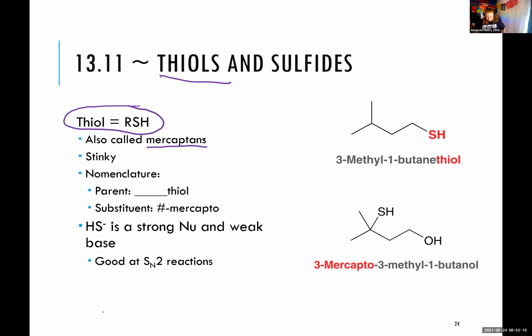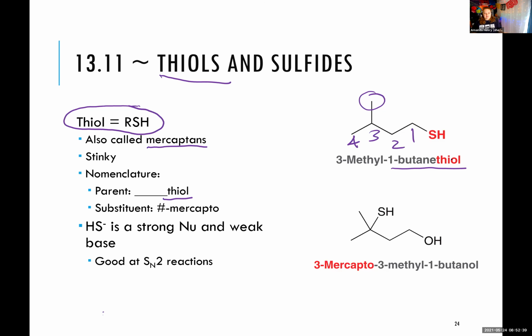The way that we name these, we have 2 different ways. If our thiol is part of our parent chain, then we literally just end it with thiol. So over here, 1, 2, 3, 4. So we have a 3-methyl, 1-butane thiol. So it's a little bit different than how we've added on suffixes for other ones. So if this was an alcohol, we'd say butanol. We'd get rid of the E.